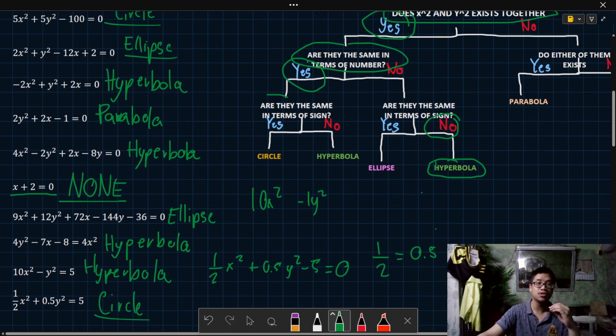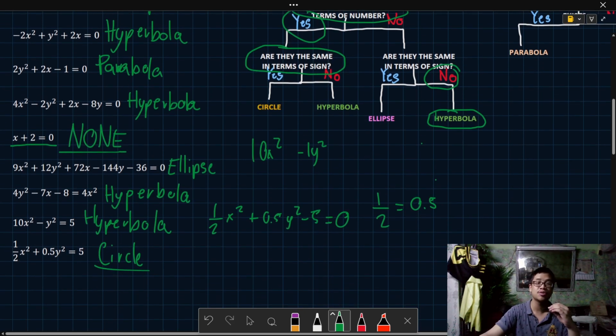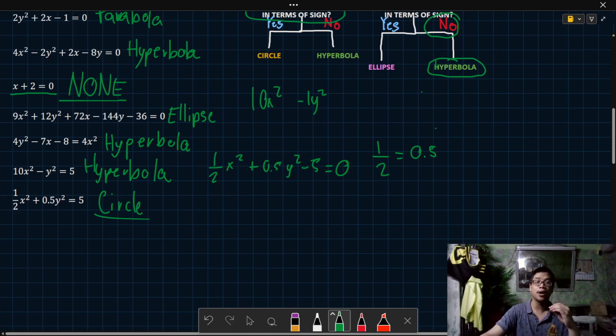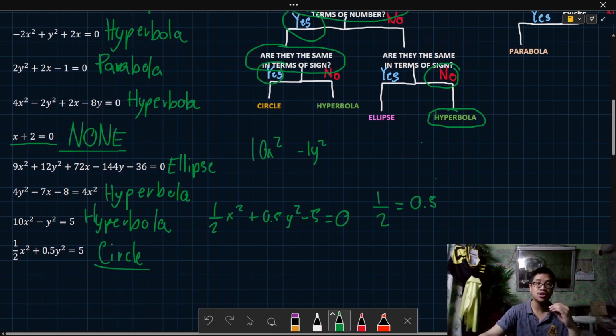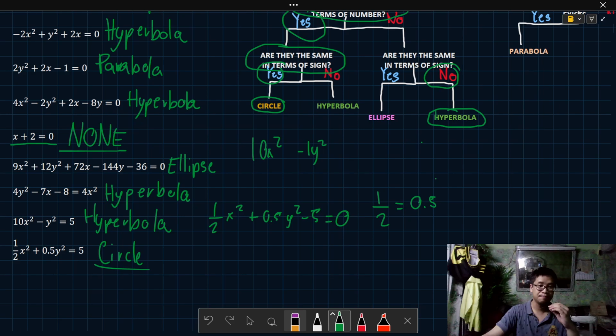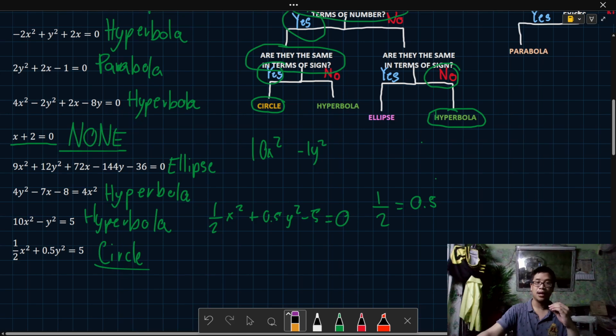Now we can proceed to the next question. Are they the same in terms of sign? Since both of them are positive, so it's a yes. Therefore, the answer here is a circle. And that is how I got the answer for the last problem.